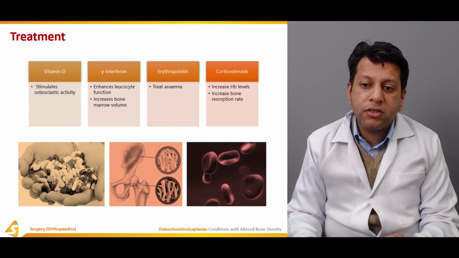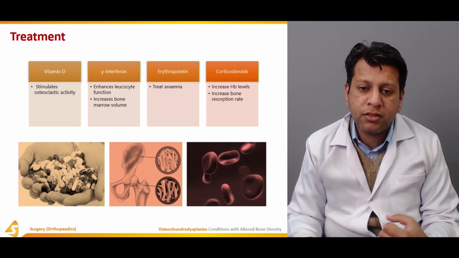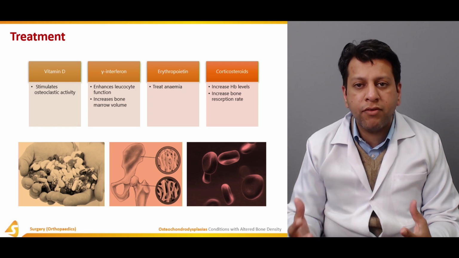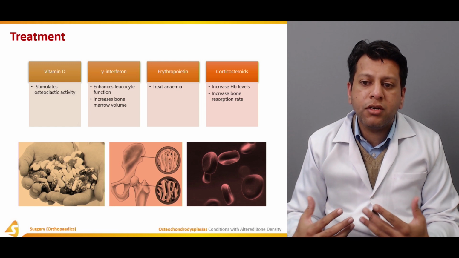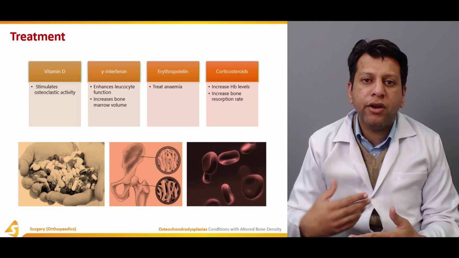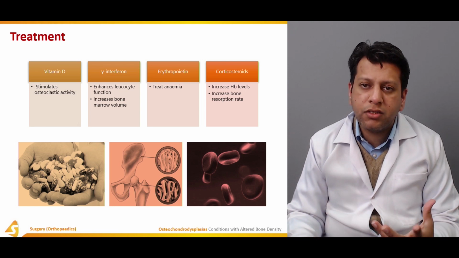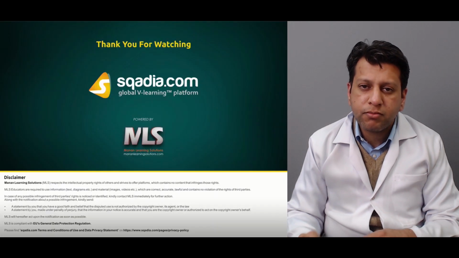Now steroids in normal bone actually decrease the bone mass. But as these defective osteoclasts are proliferating, steroids cause increased bone resorption so that these defective osteoclasts are removed and normal bone is laid down. So in a way, it's helpful for these patients with osteopetrosis.